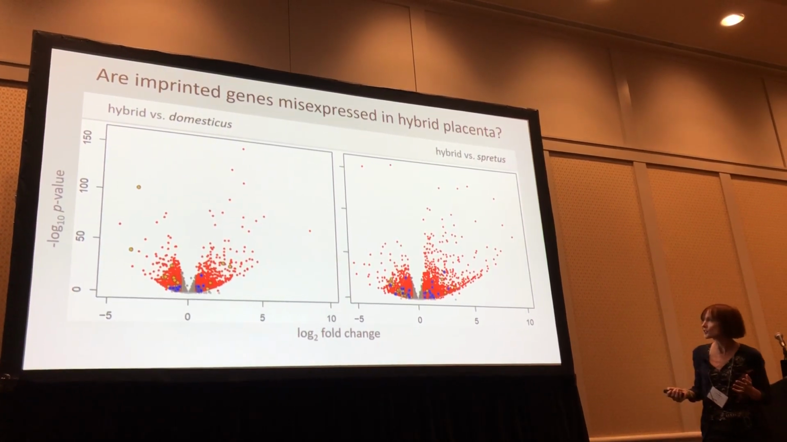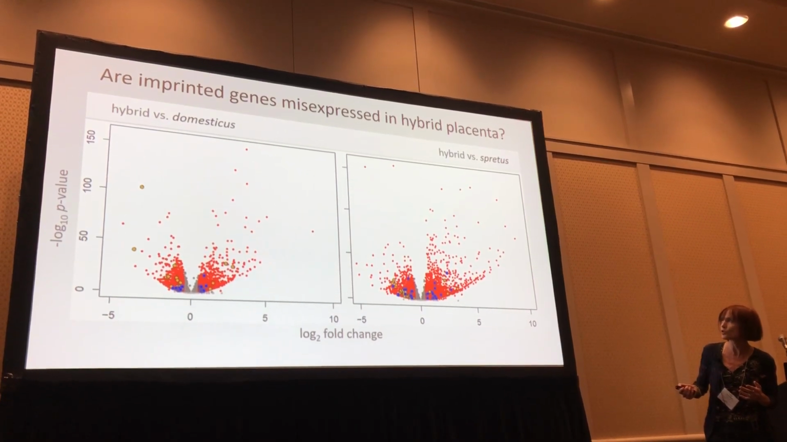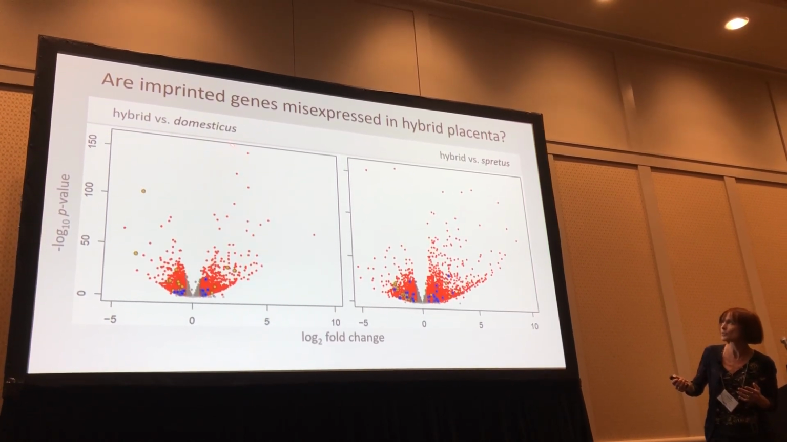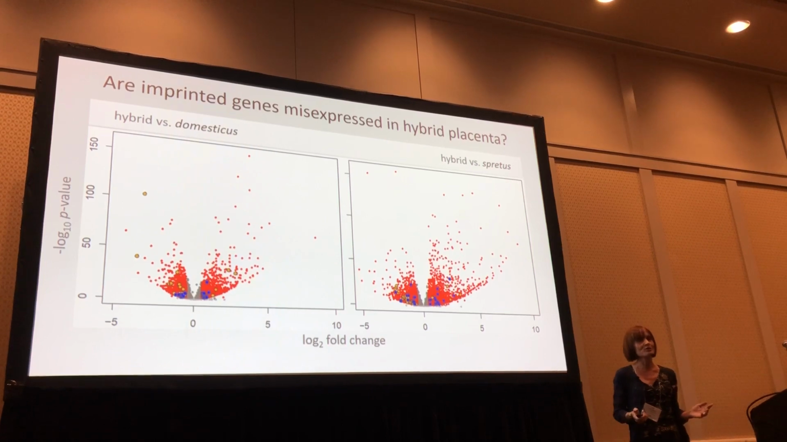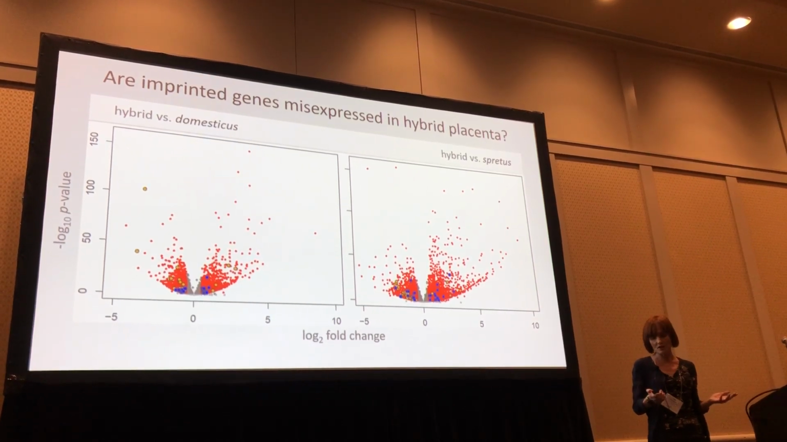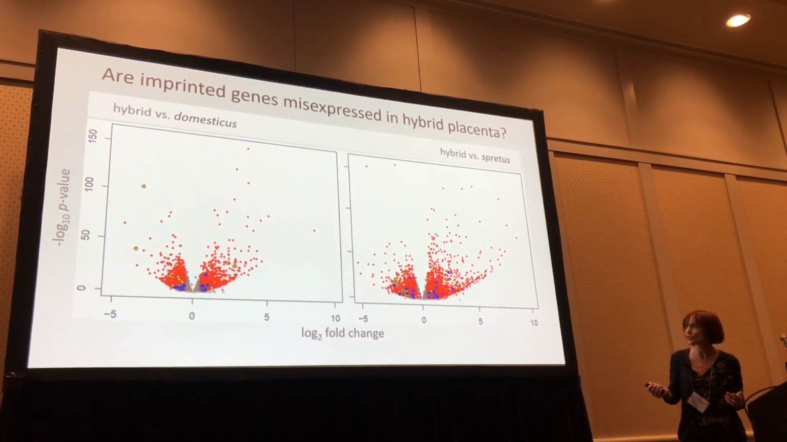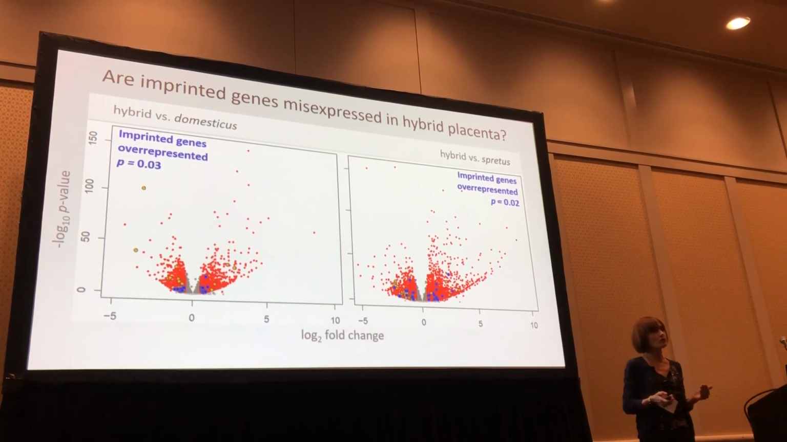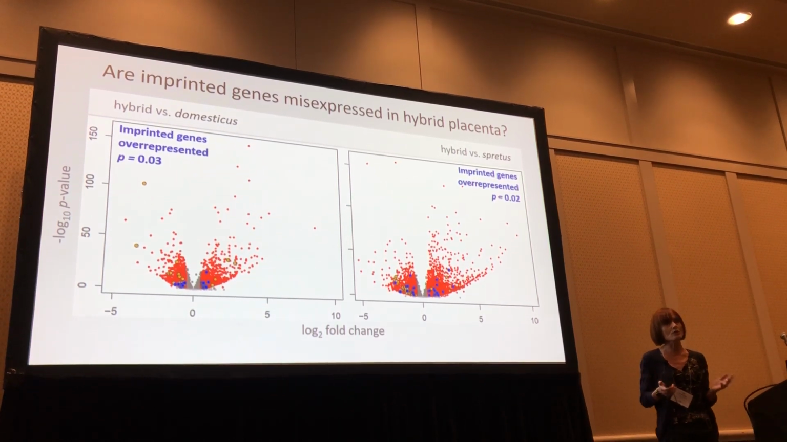And these are volcano plots. On the x-axis is a measure of how different expression is for each of these points, which is a gene, in these pairwise comparisons between hybrid placenta and domesticus placenta, and hybrid and spretus. The y-axis is how significant these differences are. So there's lots of differential expression. All the red is significant. But among this sea of red, there are some blue dots that maybe you can see, and these are the imprinted genes that are differentially expressed. And we find that, in fact, just in differential expression, imprinted genes are overrepresented.